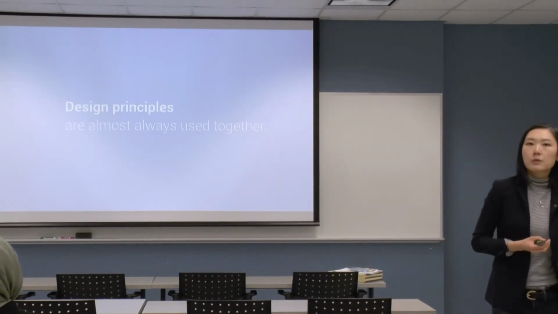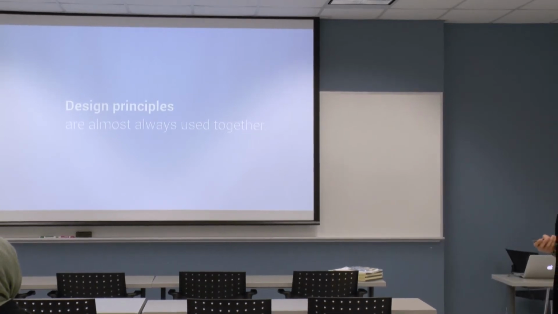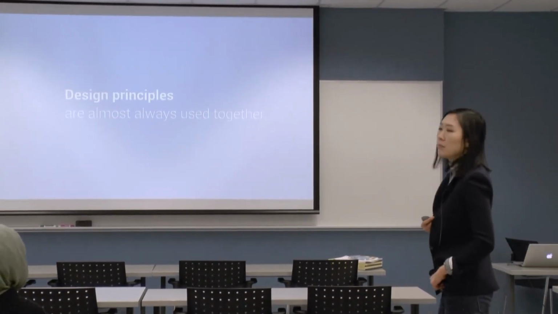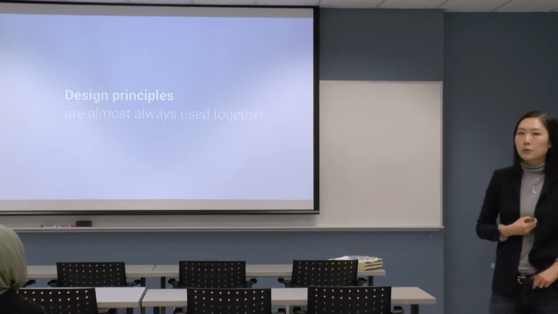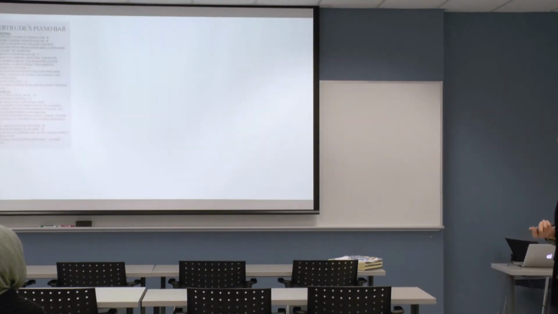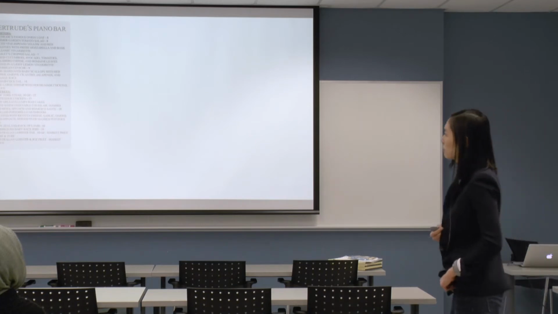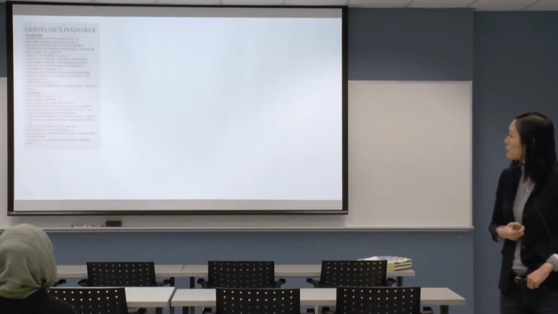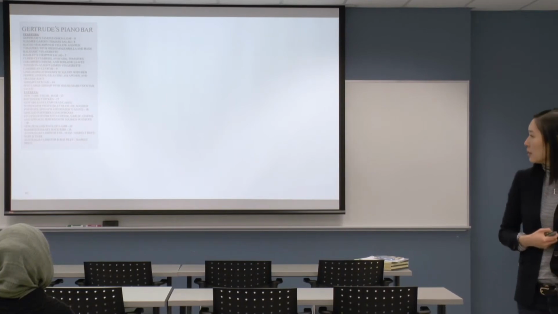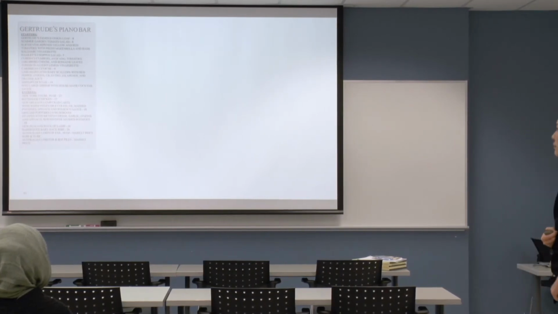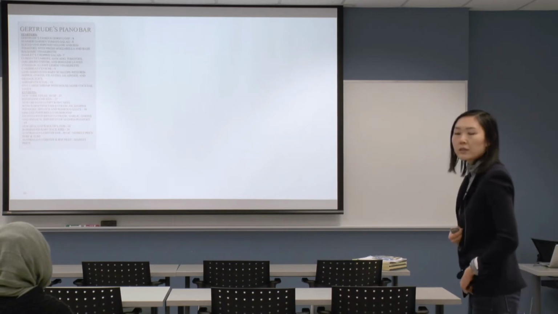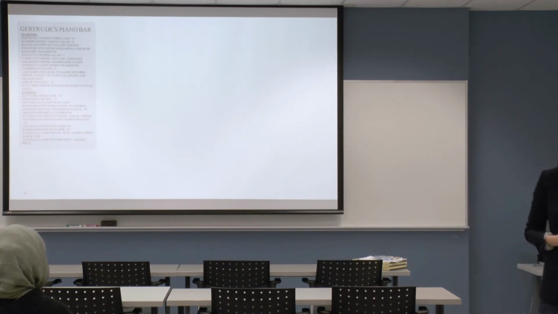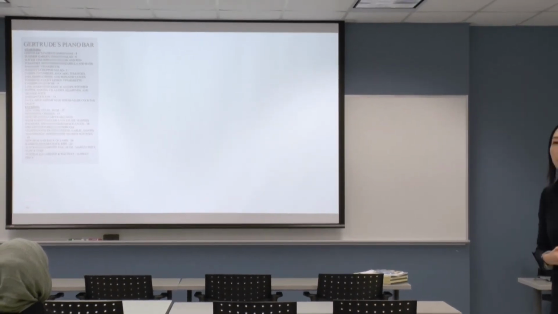Okay, so design principles, I kind of talked about them in isolation, but they're almost always used together. So let's look at an example. Again, we already know some of this in terms of why this is poorly designed. So how would you improve it in this case? If you're asked to redesign this particular menu.